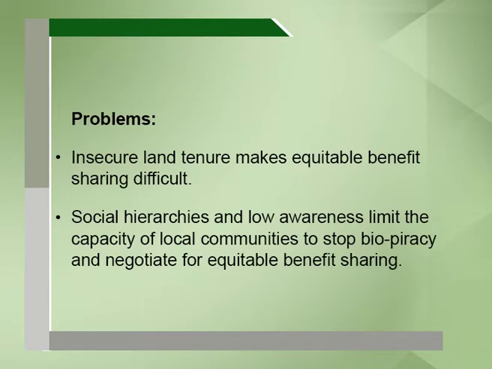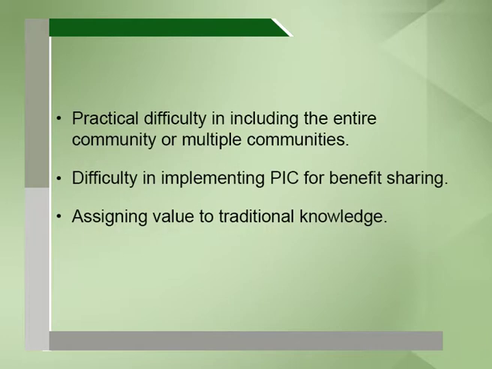What are those problems? Insecure land tenures make equitable benefit sharing difficult. Social hierarchies are there, and low awareness limits the capacity of local communities to stop biopiracy and negotiate for equal benefit sharing. And there is a practical difficulty in including the entire community or multiple communities, and difficulty in implementing one of the biodiversity instruments, that is the PIC, for benefit sharing. And there is also the problem of assigning value to traditional knowledge.